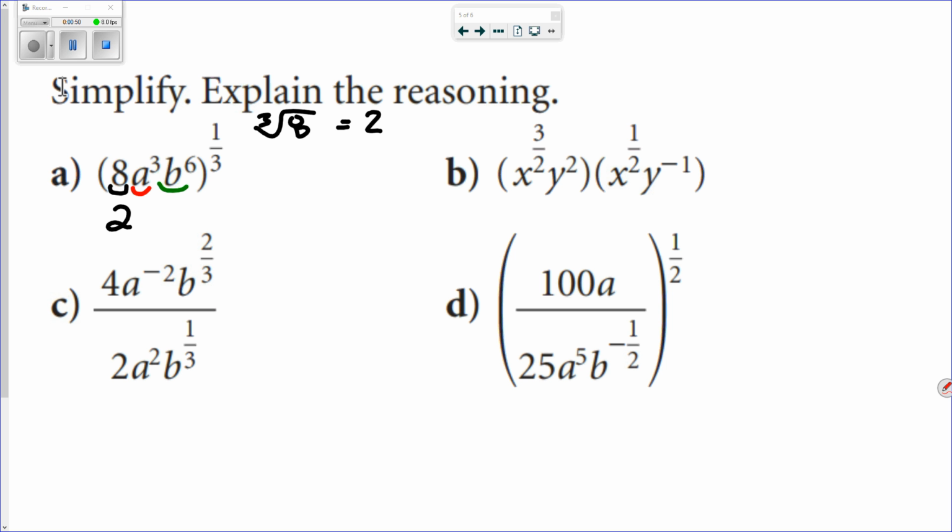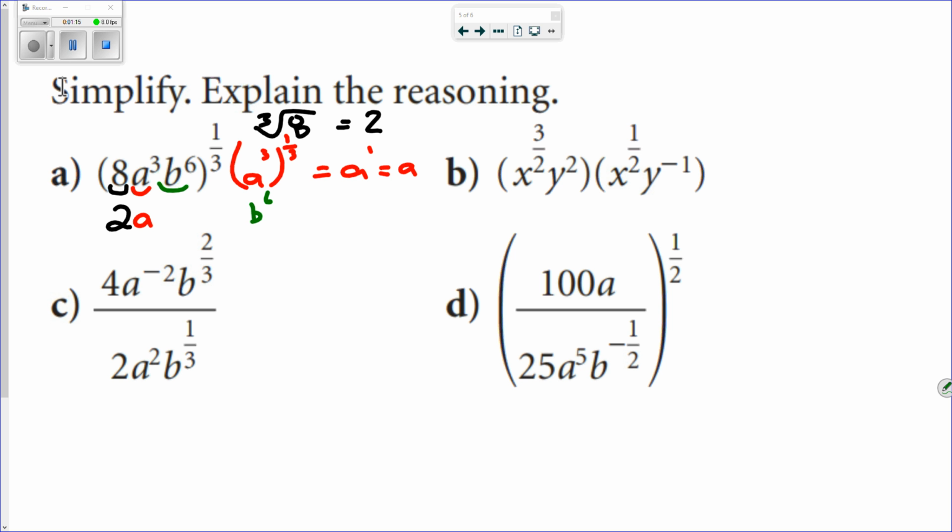So now when we look at a, we have a to the 3rd raised to the 1/3 power. So we multiply our powers, we get 3 over 3, which is the same as 1. We get a to the 1st power, which is just a. Write that down.